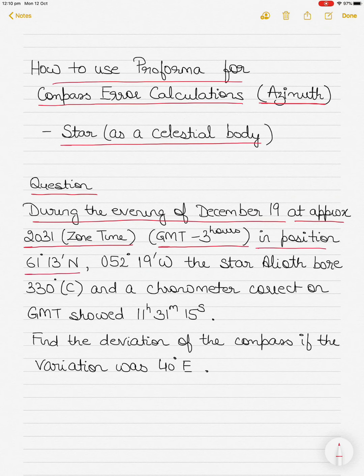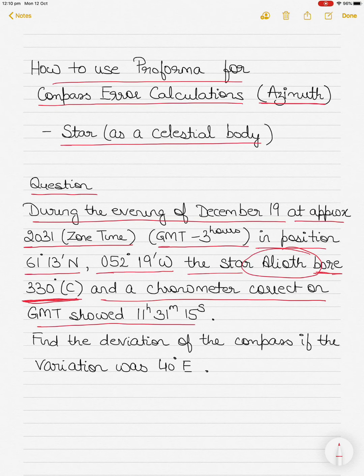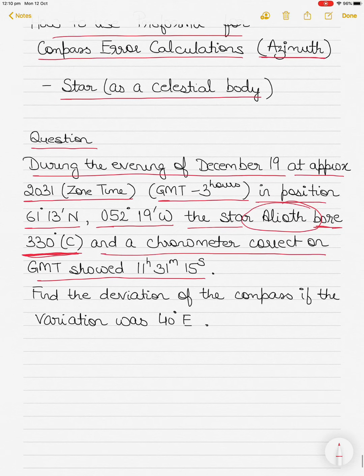You are in position 61 degrees 13 minutes north and 052 degrees 19 minutes west. The star was Azimuth, the name of the star, that had a compass bearing of 330 degrees, and a chronometer which was correct on GMT showing 11:31:15. You have to find the deviation of the compass. That is the purpose, and of course for that you will have to find the compass error if the variation given to you was 40 degrees east. Alright, so this is the question.